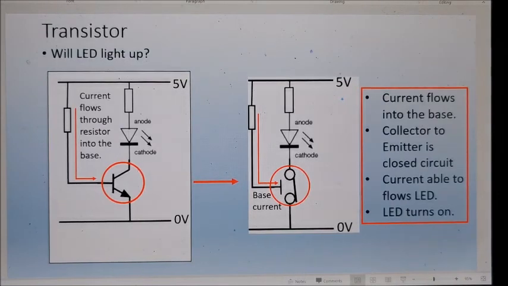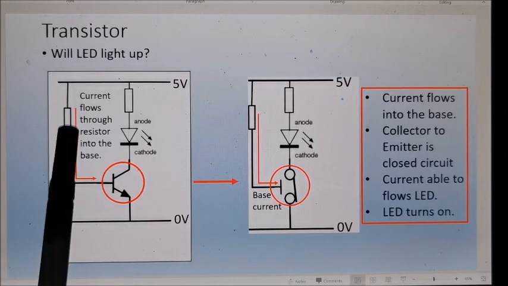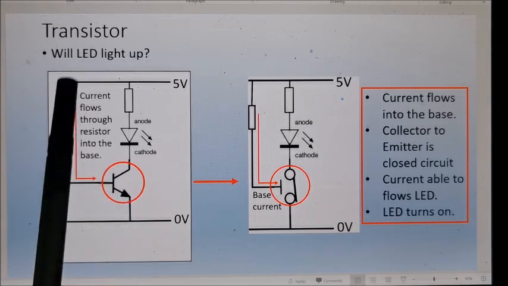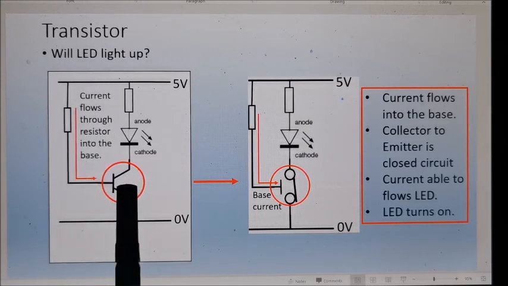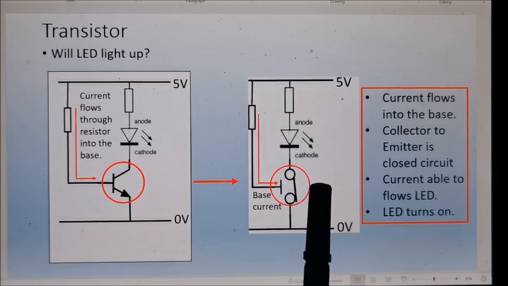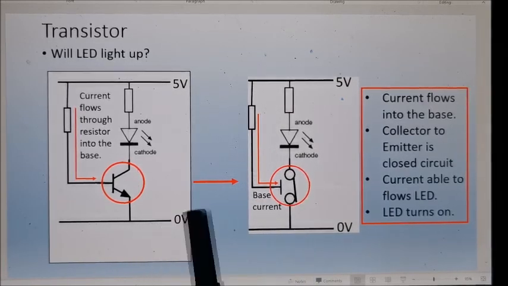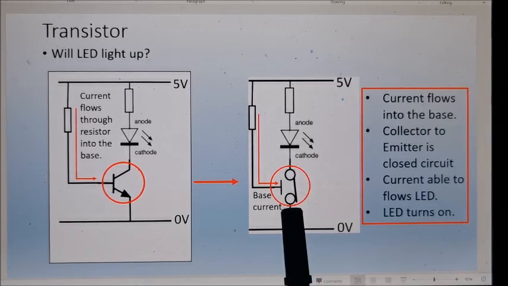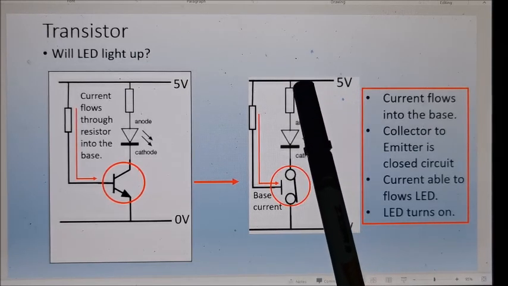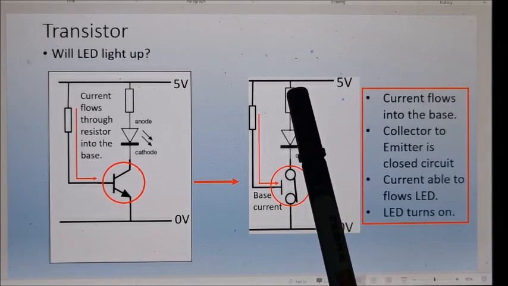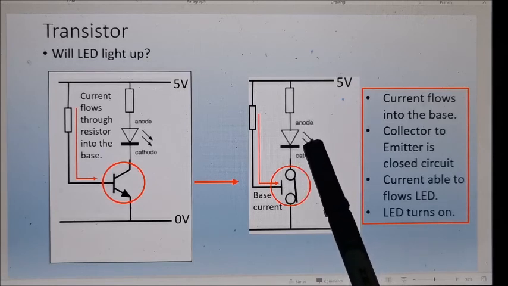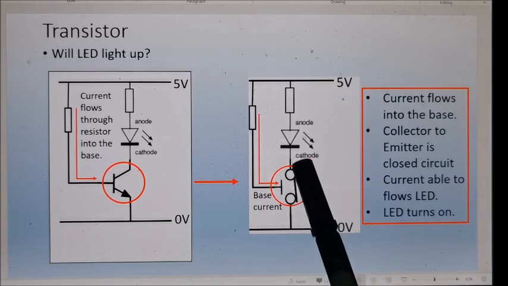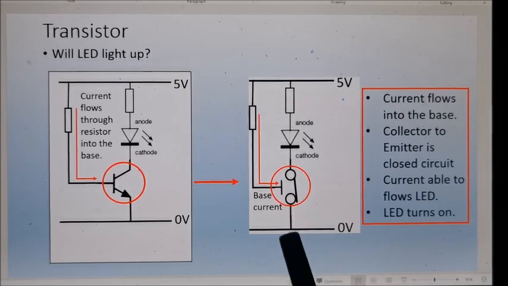Now, how to make the LED light up? See, I connect it this way. Current flows through the resistor. Current can flow through now. Once current flows through, I can represent it like that. Collector and emitter become a closed circuit. So current will now flow through the resistor, LED, and then flow through the collector emitter junction, through this junction and then come down here.